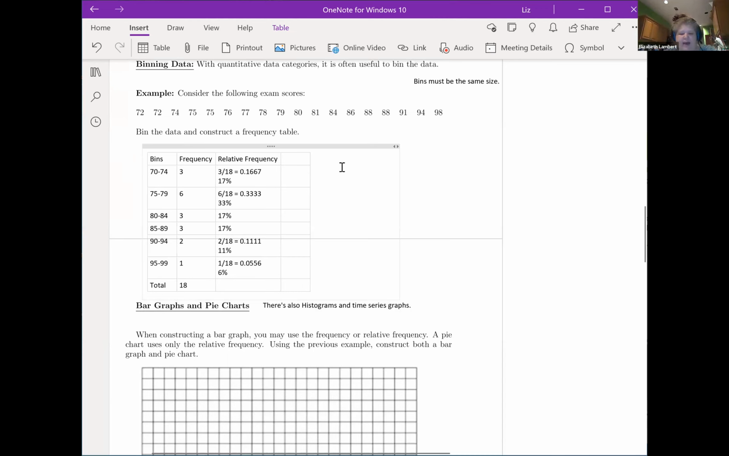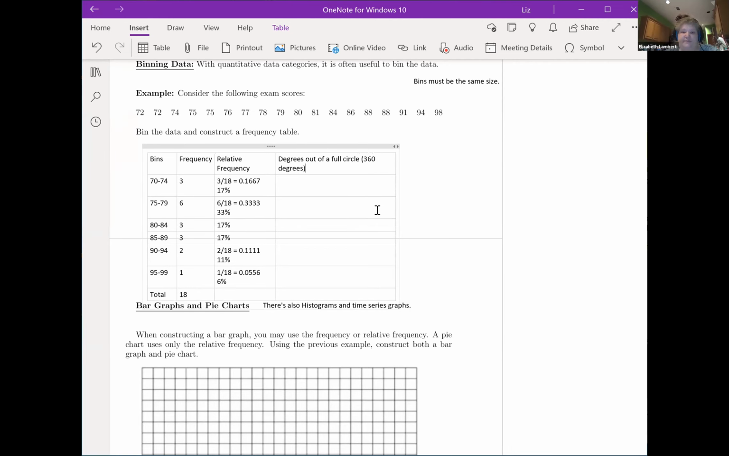Now in a sec, we're going to come back and calculate what the degrees would be for each of those, which is going to give us the rough size of the circle. I know what 17% looks like, but is that going to be 45 or 50? I don't know off the top of my head, but it's degrees out of a full circle, and a full circle measures 360 degrees. So we would take 17% of 360.